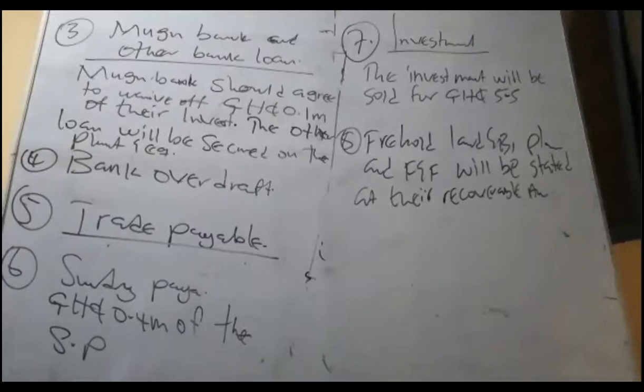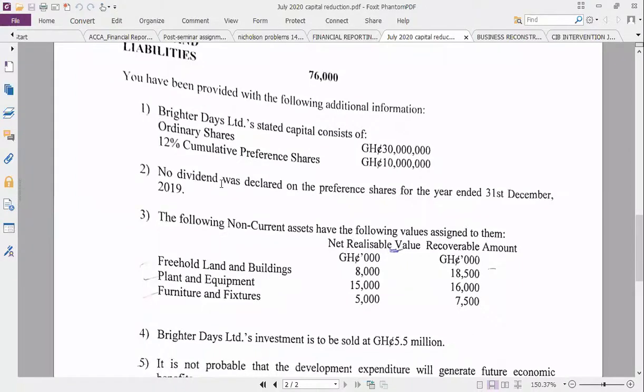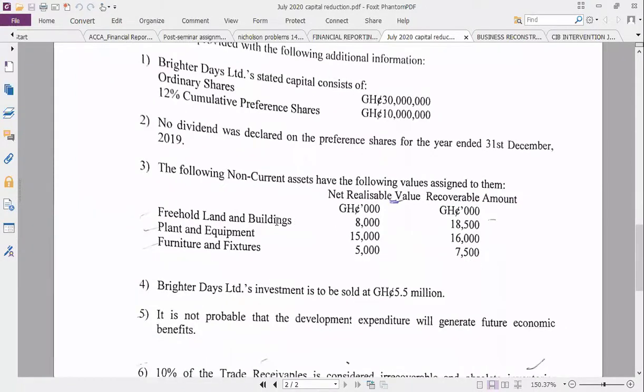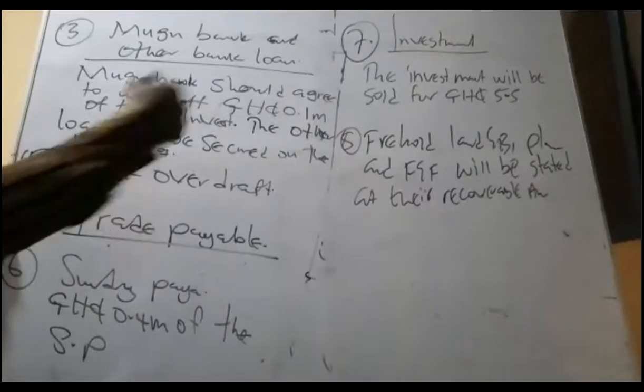Let me show you where we pick these figures from. We pick these figures from here. So you just have to list them here. Tell the examiner that the freehold land and building, plant and equipment, and furniture and fittings will be stated at their recoverable amount. That's all. Will be stated at their what? Recoverable amount. That's a full note on its own. We are done. Then the next note will be, in fact, all the assets, you have to talk about them, but talk about few.